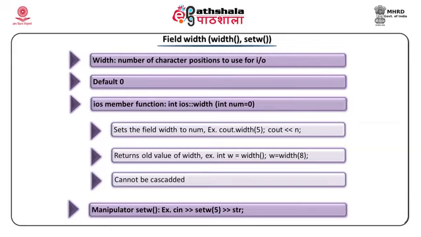The syntax of using I/O as a member function is that we specify the width as the argument and it returns the previous width as the return value. Obviously, it cannot be cascaded because it is not returning the reference to the calling object. In a manipulator, it returns the reference to the calling object and therefore it can be used in a cascaded manner. For example, cin >> setw(5) >> str. So, the item str should be displayed using only 5 positions.